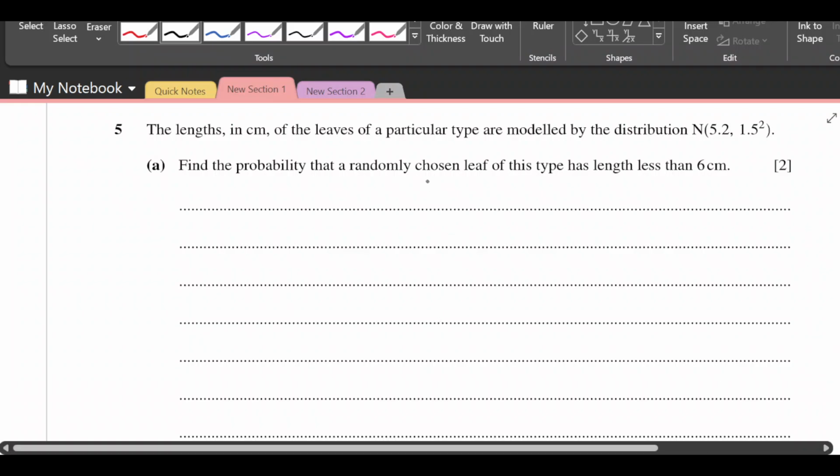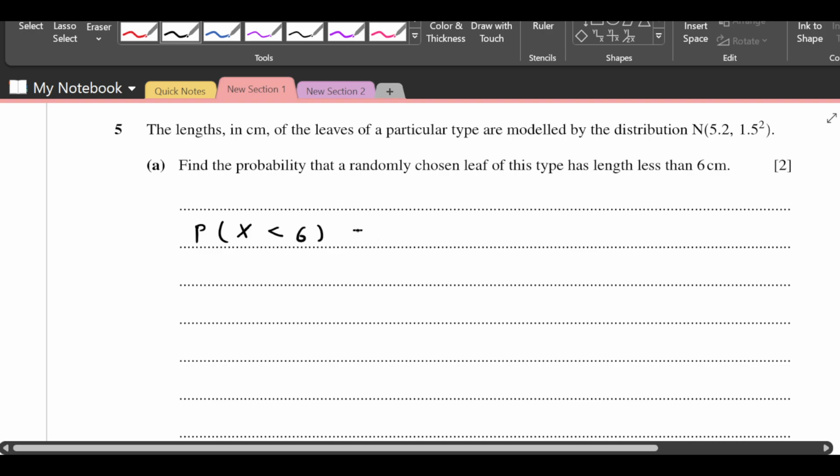The length in centimeters of the leaves of a particular type is modeled by a normal distribution. The mean is given as 5.2 and the standard deviation is 1.5. Find the probability that a randomly chosen leaf of this type has a length less than 6 centimeters. So we have to find the probability of x less than 6.